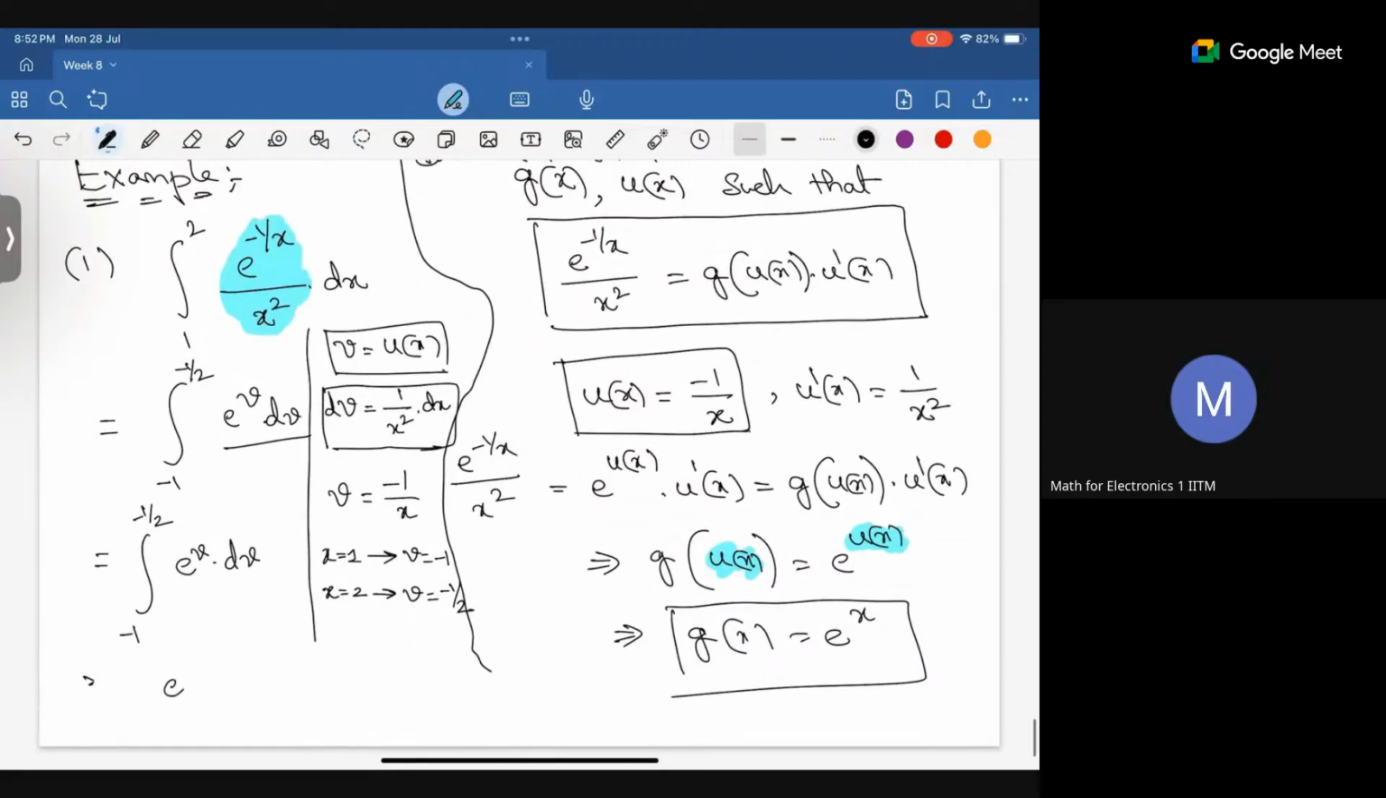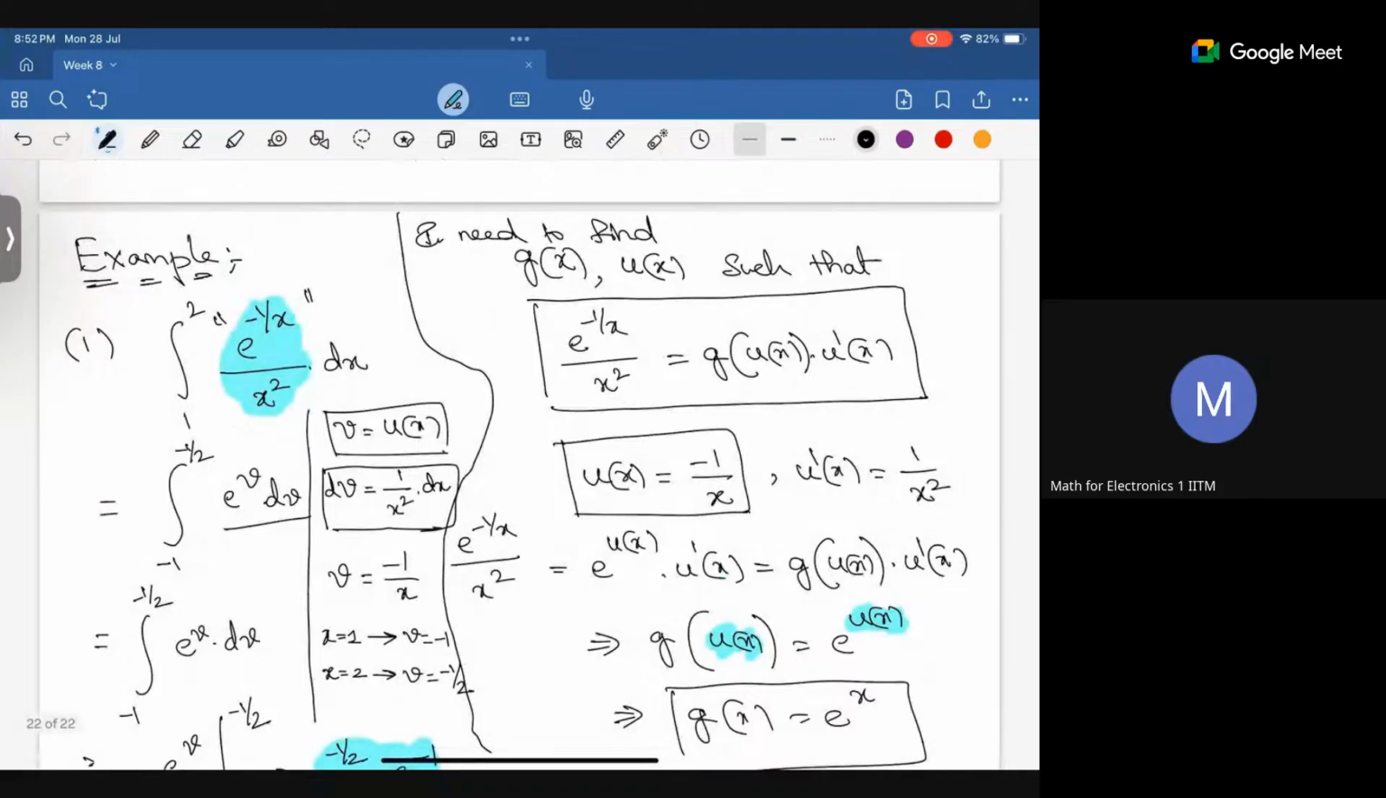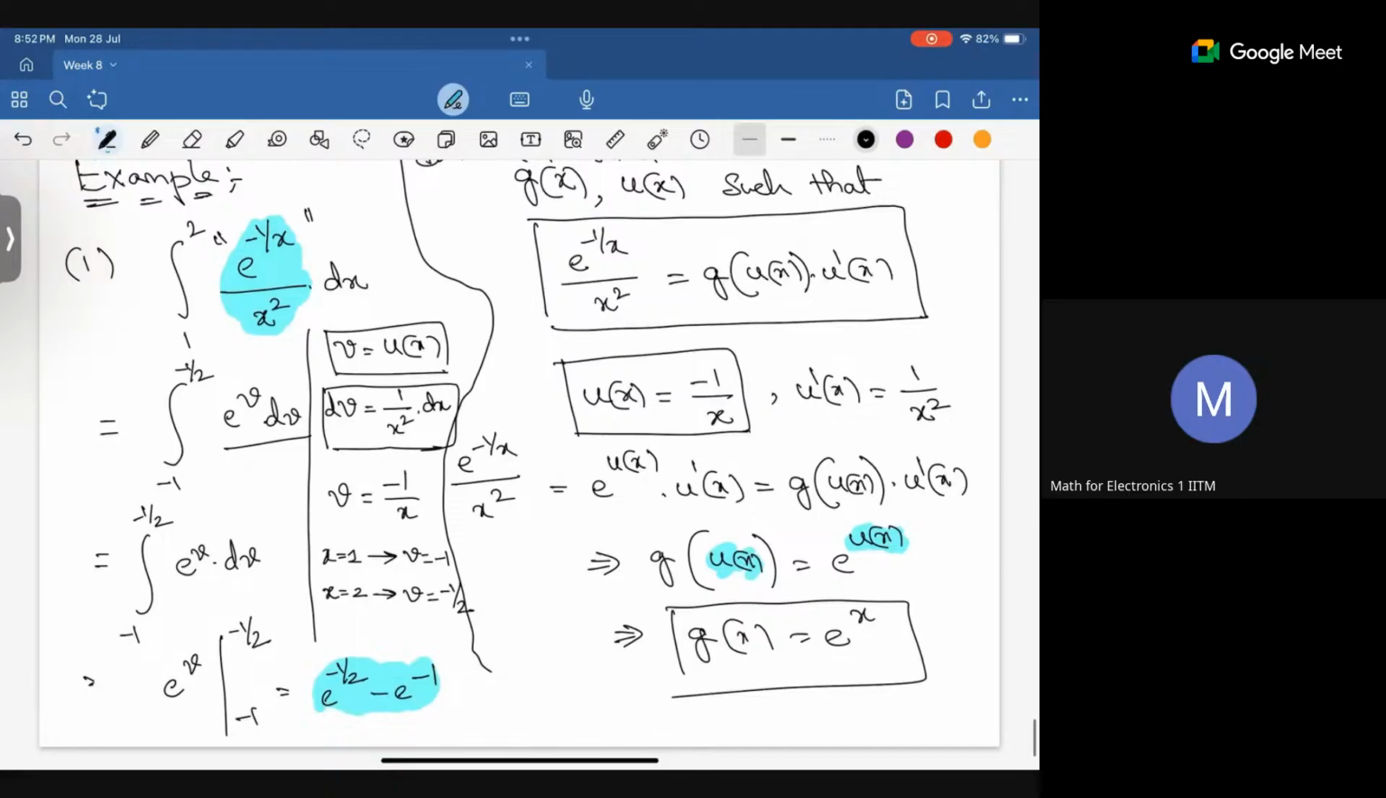If you integrate e power v, again just using the fundamental theorem of calculus, the derivative of e power v is e power v, and with the limits minus half and minus 1, this will be e power minus half minus e power minus 1. So this will be the solution. Observe that even though we don't know the direct antiderivative of this expression, we have used the idea of substitution and computed the integral. So that is integration by substitution.